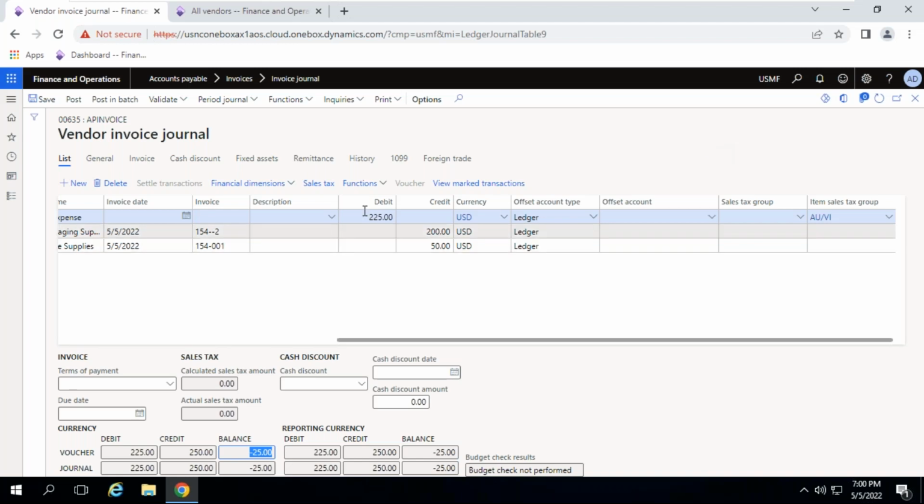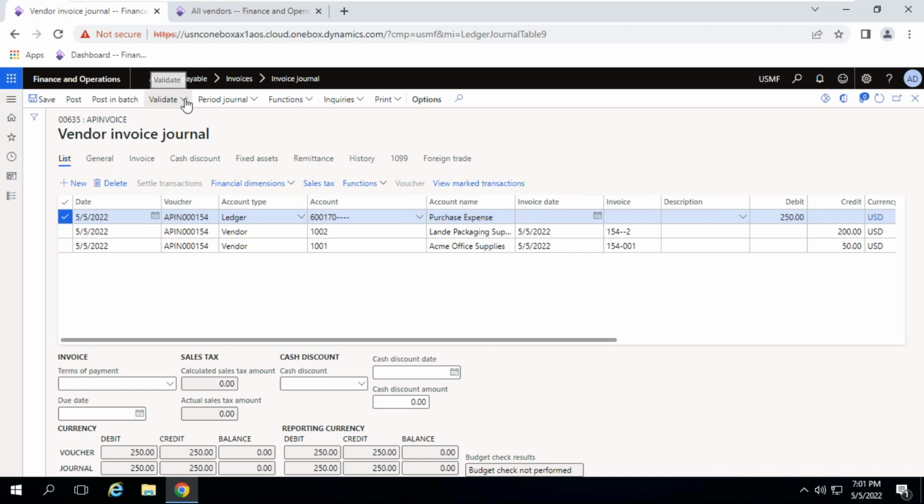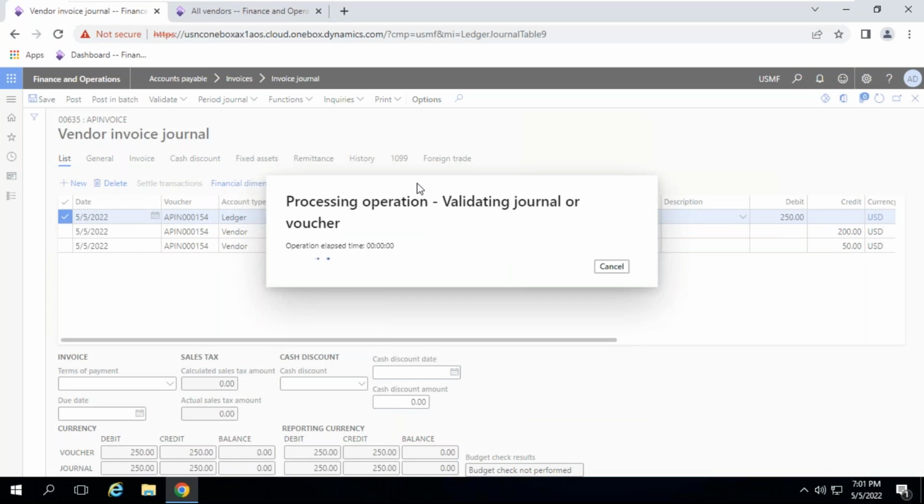Okay, fine. Now if you map 250 and save it, then it is showing debit and credit tallied and balance is 0. Now we have options to select validate voucher and simulate posting. Simulate posting means it will verify the posting and it will not post. So it will tell you whether there are any errors or not.